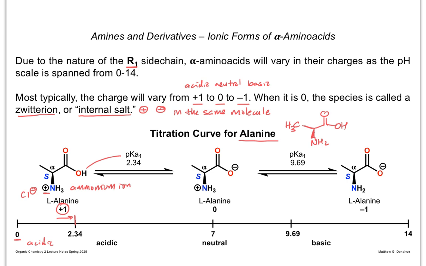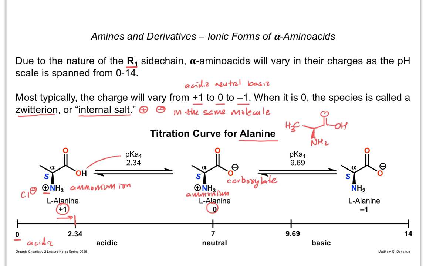And so when that happens, you end up with this carboxylate. And then the amine is still protonated, so that's still the ammonium. And now you're at this point where it's the internal salt or zwitterion. So now you have a plus charge, a minus charge, and overall for the structure, the charge is 0.